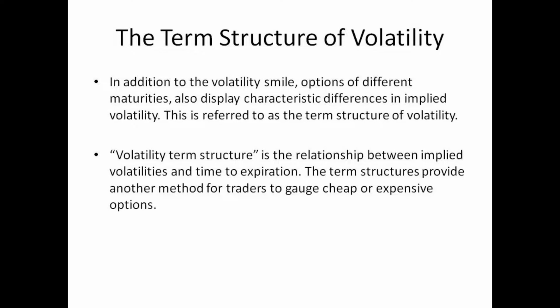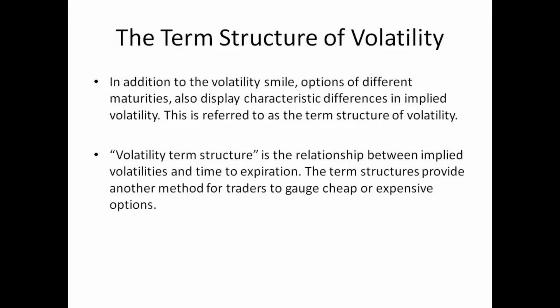In addition to the volatility smile, options of different maturities also display characteristic differences in implied volatility, and we refer to this as the term structure of volatility. So the term structure of volatility is the relationship between implied volatilities and time to expiration.